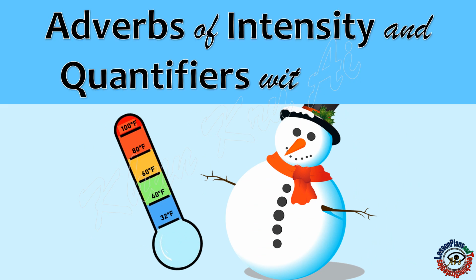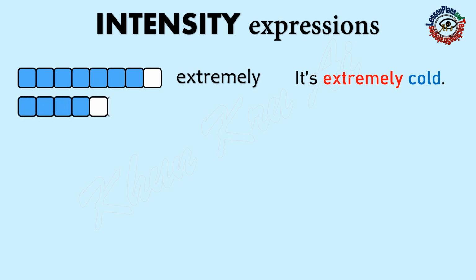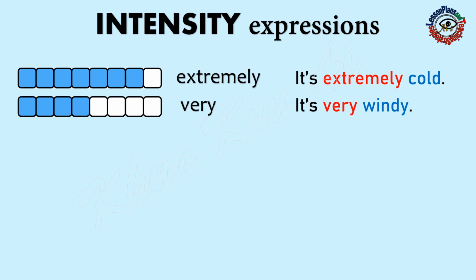This time, let us learn when and how to include intensity or quantifiers in describing or talking about the weather condition in your location. Here are the adverbs of intensity expressions. Extremely. For example, it's extremely cold. Very. For example, it's very windy.